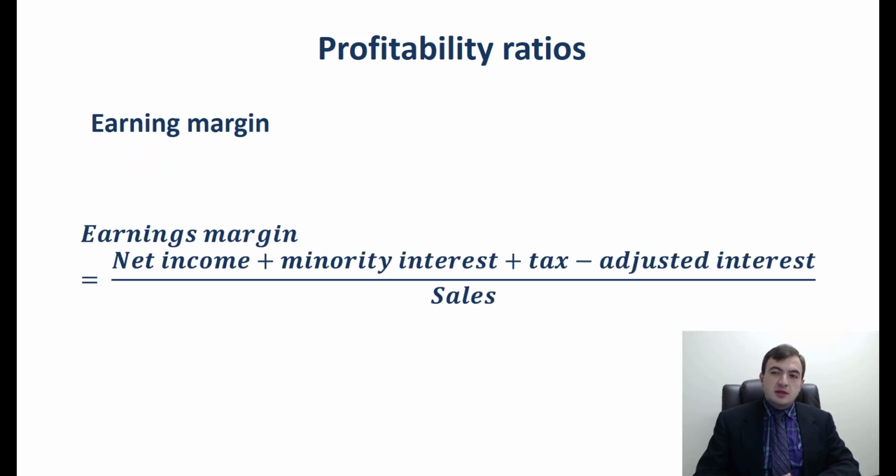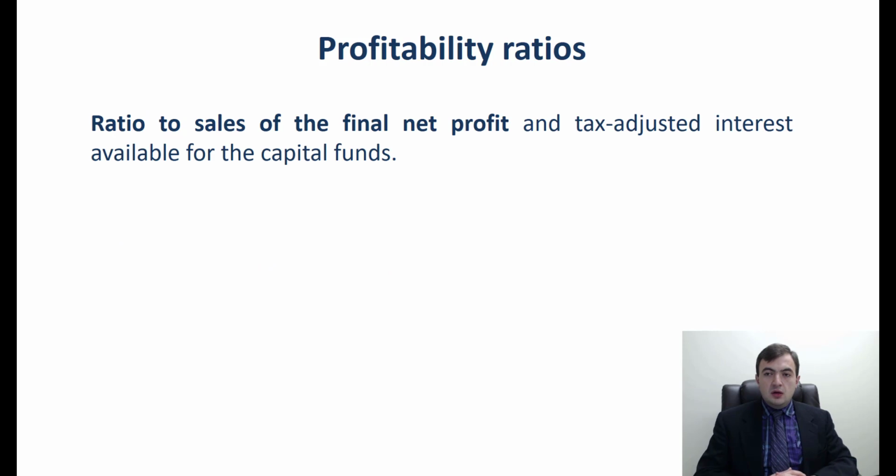The next one is the earnings margin, which is equal to net income plus minority interest plus tax-adjusted interest, divided by sales. So it is the ratio to sales of the final net profit and tax-adjusted interest available for capital funds. This is also an important ratio, and we can calculate one of them.